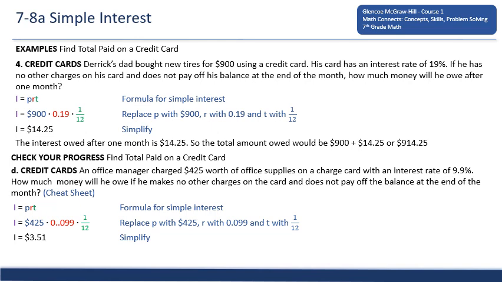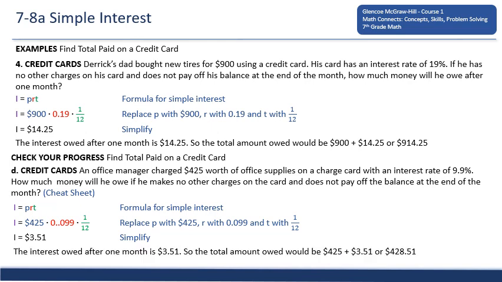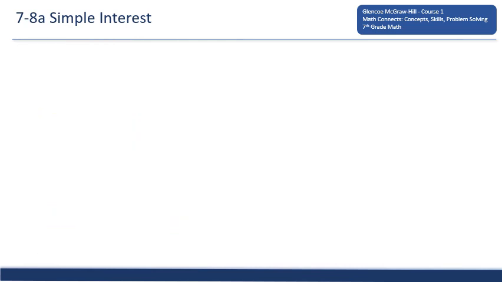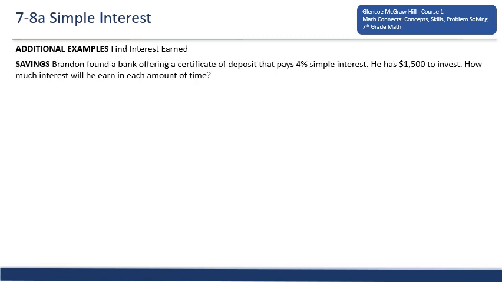We will simplify by multiplying. We get $3.51 in interest. And the interest owed after 1 month is $3.51. So the total amount owed would be $425 plus $3.51, or $428.51.